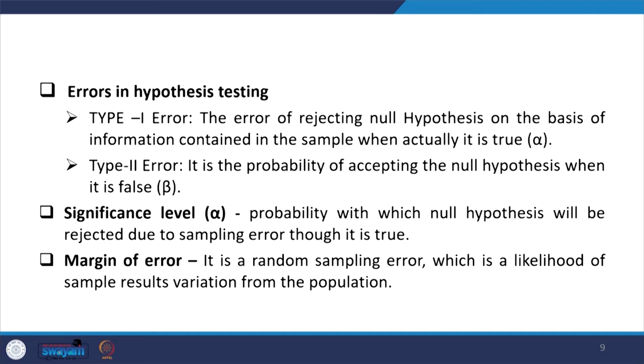So, the margin of error is a random sampling error, which is the likelihood of sample results varying from the population. Basically, sampling error gives the standard deviation of the sampling estimates between the sampling estimates and the population. So, the standard deviation of the sampling distribution is actually called sampling error.